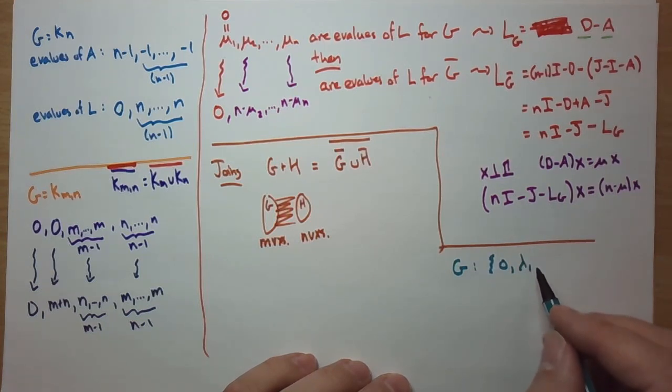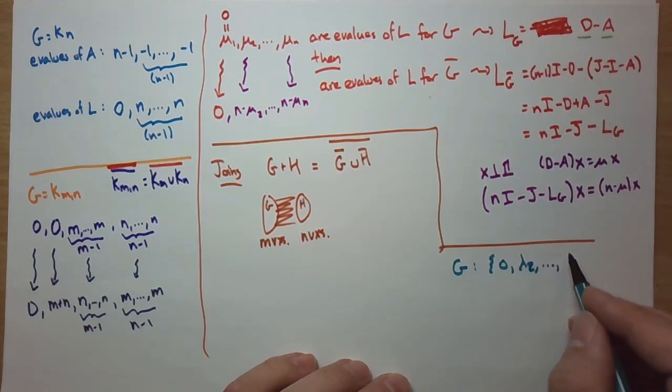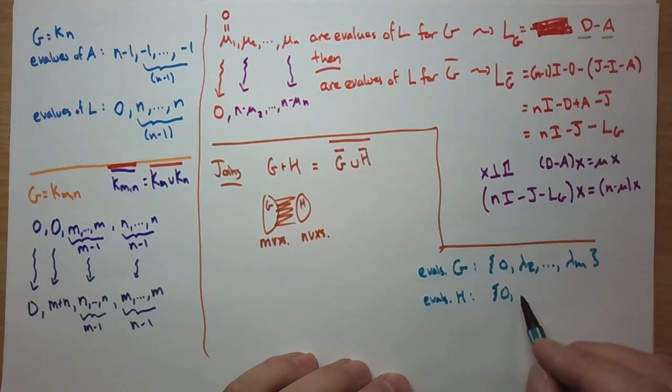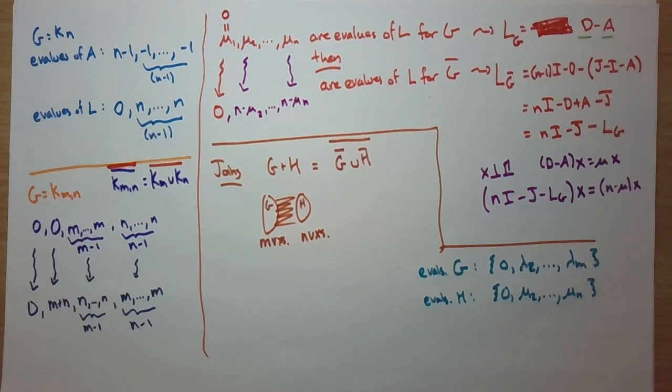0, lambda 2, up to lambda m. So here are our eigenvalues for G. And our eigenvalues for H, again, we'll have 0. We'll do mu 2 up to mu n. Okay, so first thing, what should we compute as we go through and try to figure this out? Eigenvalues of complements. Right, we should figure out the complements, our innermost layer.